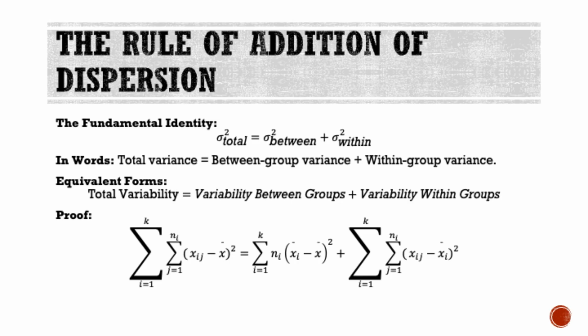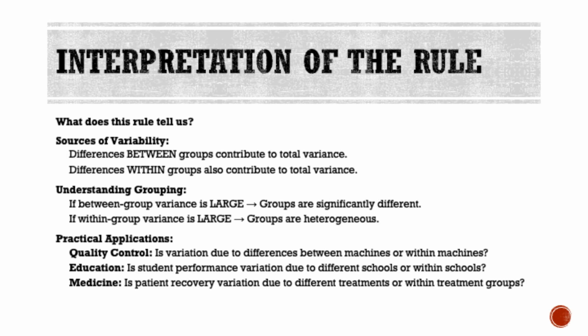The proof involves expanding the total sum of squared deviations and showing that it splits naturally into these two components. This is a powerful result that allows us to understand exactly where variability in our data comes from. What does this rule tell us? First, it tells us about the sources of variability. Differences between groups contribute to total variance, and differences within groups also contribute to total variance. Second, it helps us understand our grouping.